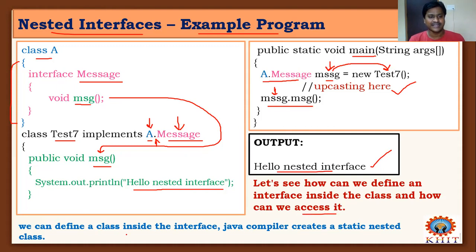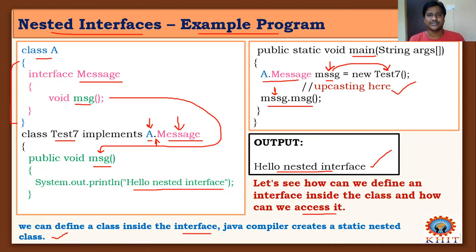We can define a class inside the interface. The Java compiler creates a static nested class. This is also a point to be clarified by creating another program. We can define a class inside the interface and the Java compiler creates a static nested class, so that it is clearly considered a static nested class.